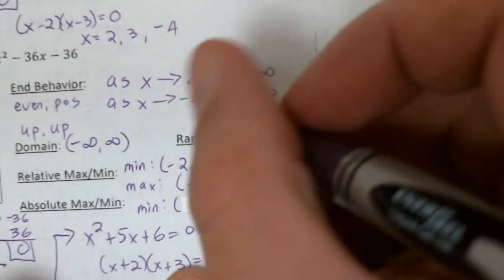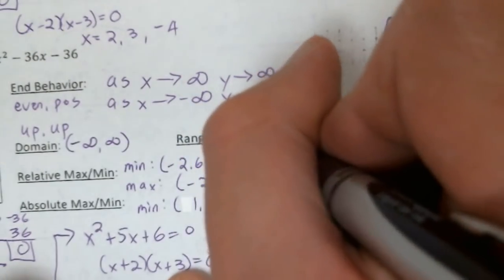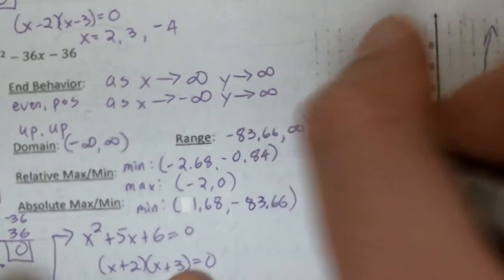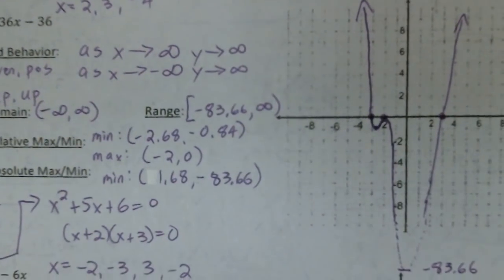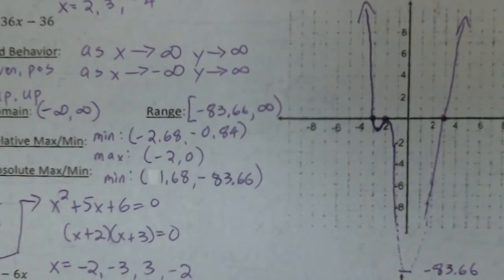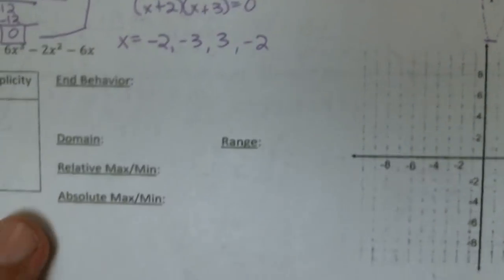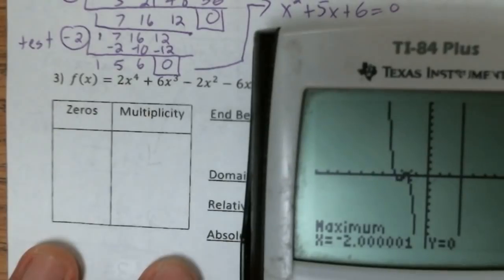Okay, so my range starts at -83.66 and goes on to infinity. Technically, yes, we need to put a little bracket right there because we are including that point. Just a little technicality. All right, let's do the last one here, and we'll be done.